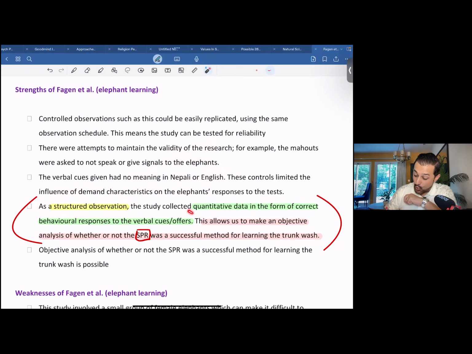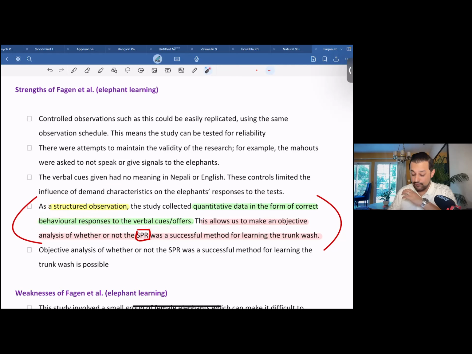The study collected quantitative data, numeric data. Numeric data is easier when it comes to analysis. Numeric data is easier when it comes to interpretation. Numeric data is easier when it comes to operationalization. Numeric data saves us a lot of time. Numeric data is easily replicable. If it's easily replicable, the reliability of the research can possibly increase, right? So a structured observation was used over here. The data was collected in a quantitative or a numeric form, in the form of correct behavioral responses to the verbal cues.